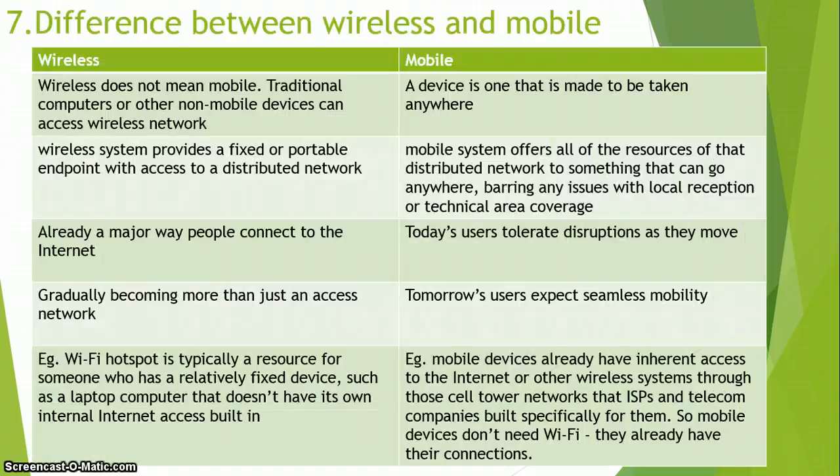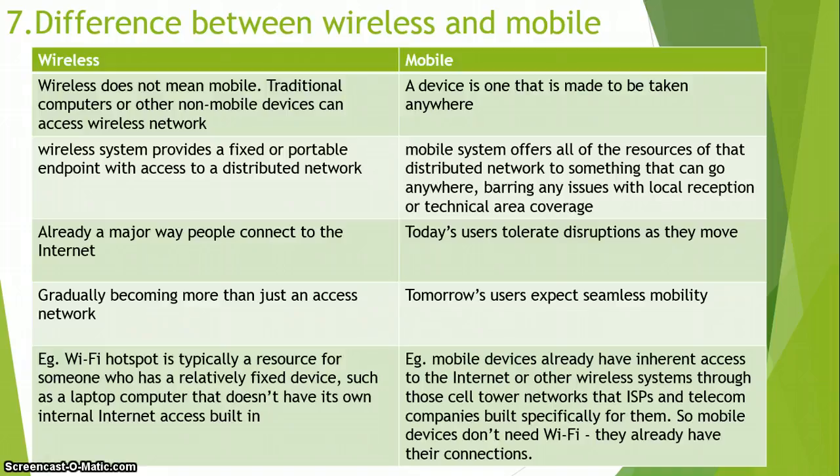Okay, the difference between wireless and mobile. I'm going to talk about wireless first. Later on, I will move to mobile. Wireless does not mean mobile. Traditional computers or other non-mobile devices can access a wireless network. Wireless systems provide a fixed or portable endpoint with access to a distributed network.